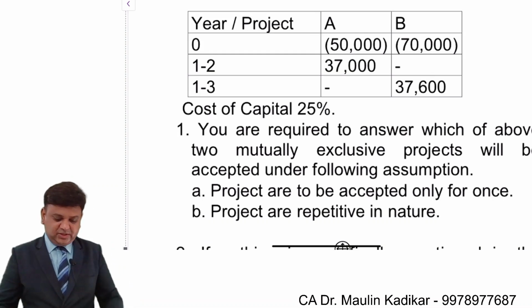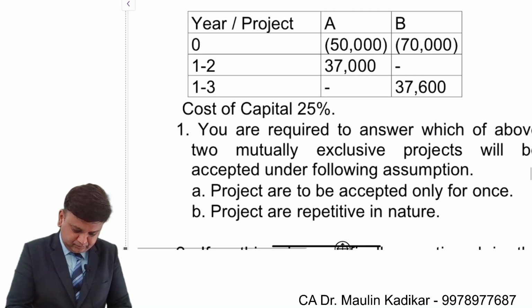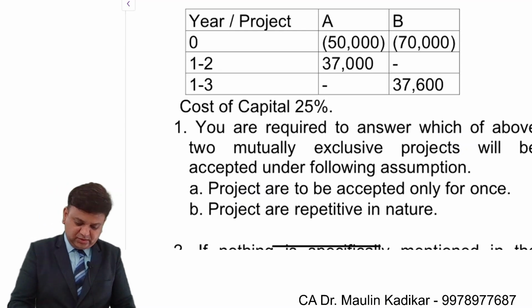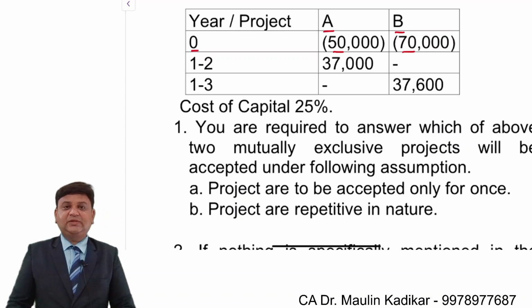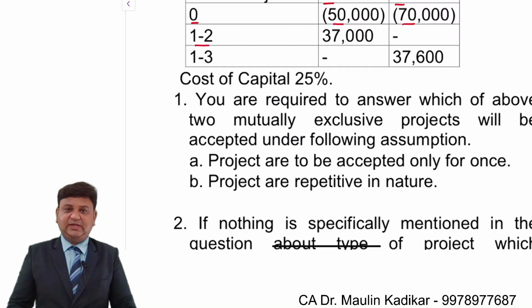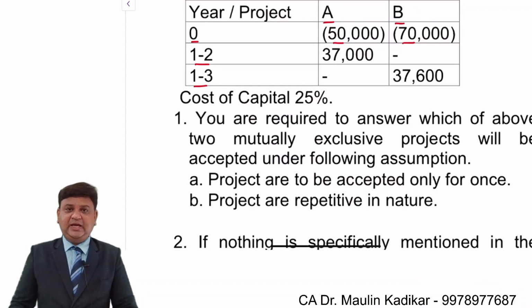Let us see our next question, dear students. Information is provided about two projects, Project A and Project B. In year 0, the amount of the investment to be made is rupees 50,000 and rupees 70,000. Cash inflow is provided for the first year and second year, and for first year to third year for Project A and for Project B respectively.